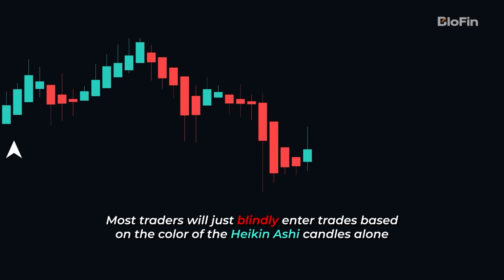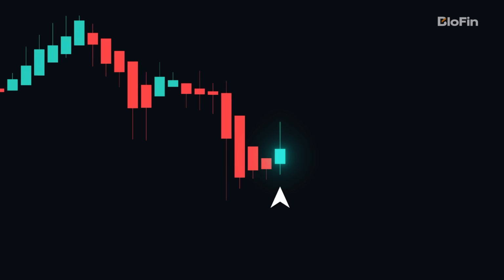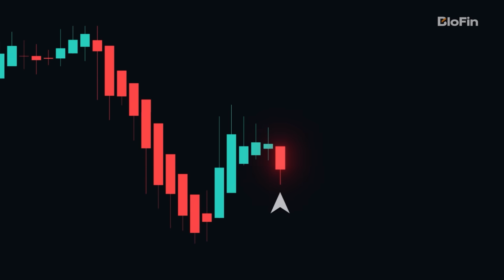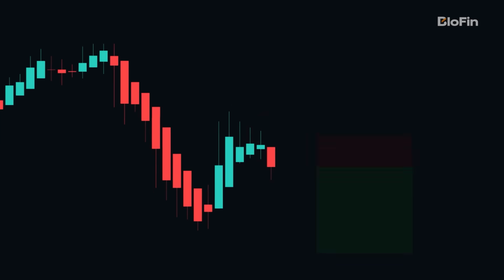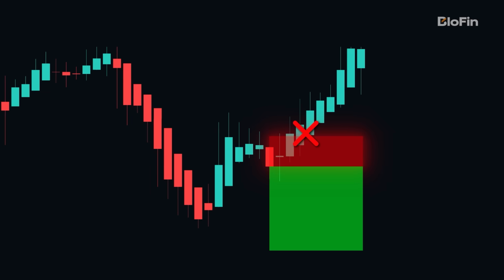Most traders will just blindly enter trades based on the color of the Heikin Ashi candles alone. When they see a green candle, they buy. When they see a red candle, they sell. But trading the Heikin Ashi like this is actually the fastest way to blow up your account. Because once you try it, you'll quickly find out that it doesn't work at all.